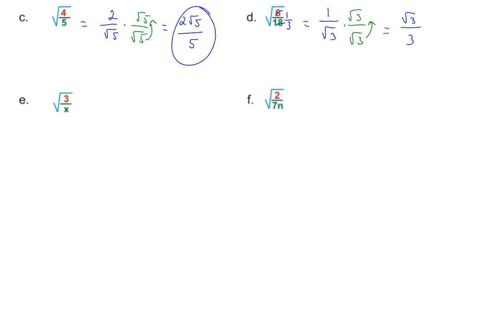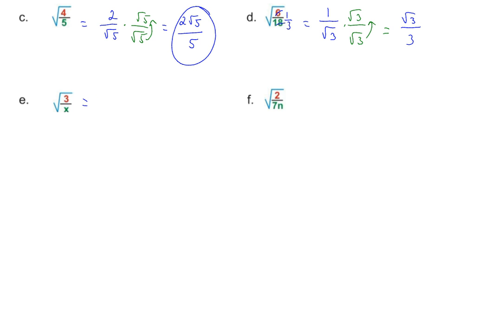Now, if you don't reduce it first, you'll end up in the same place, but you'll make the problem a lot more difficult. Don't make it more difficult. It's not worth it. Everybody good so far? All right, let's keep rolling.